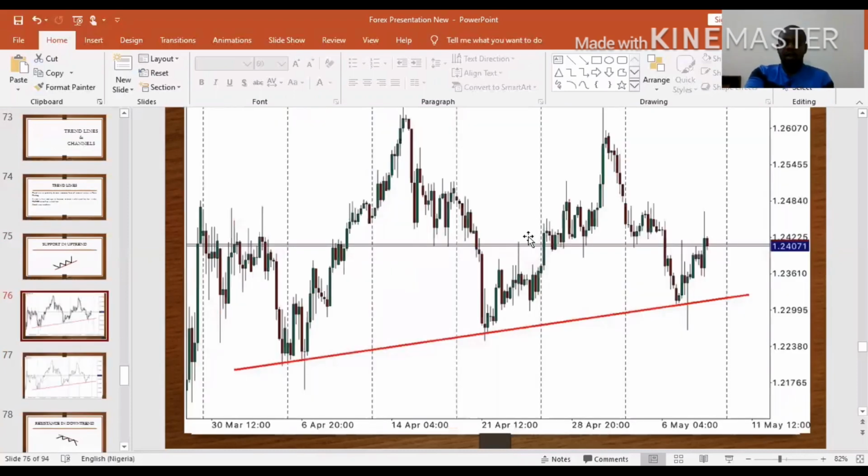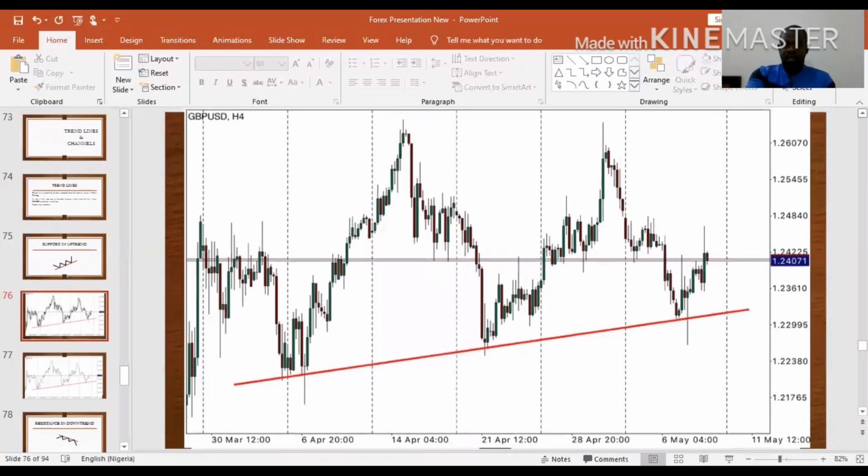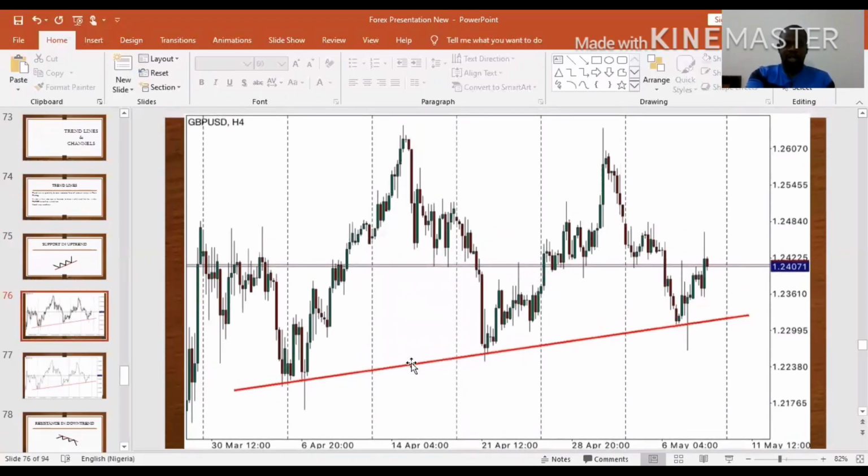Now, in the course of presenting this slide, I was able to spot this particular support formation on the trend line on GBP against the USD. Today is 9th of May 2020, and this is what GBP USD is doing on this trend line. I did this analysis on my phone. So I brought out the chart.